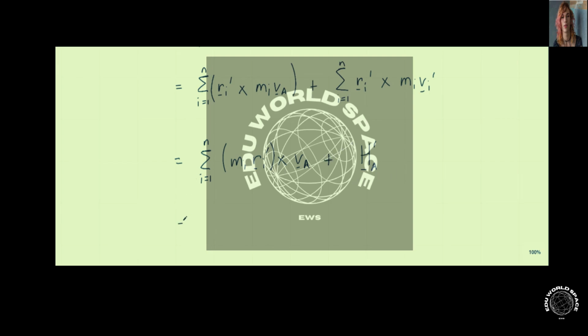And so we can write R prime as the following. So this is the sum from 1 to n of Mi, and we can write Ri prime as Ri minus vector Ra. So we just expanded Ri prime to Ri minus Ra, and that vector crossed with the velocity Va plus H prime A.